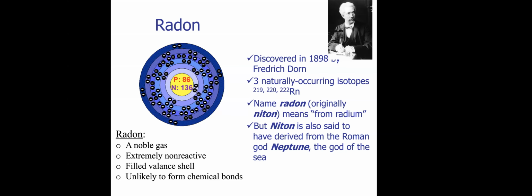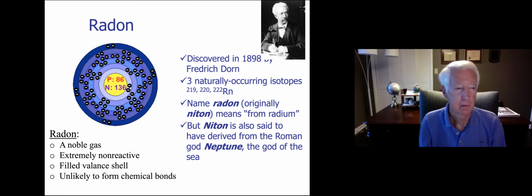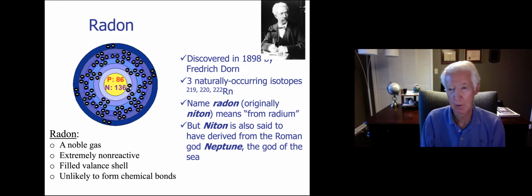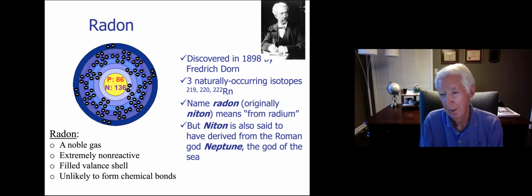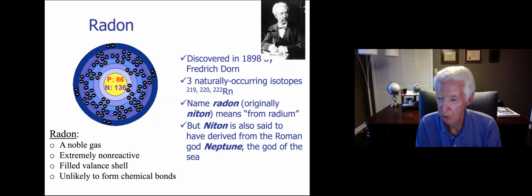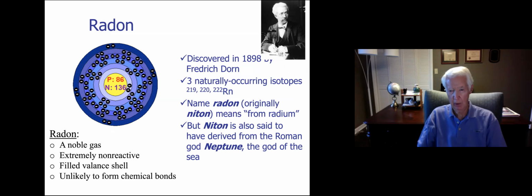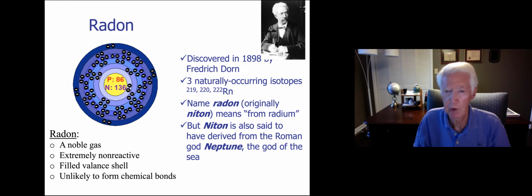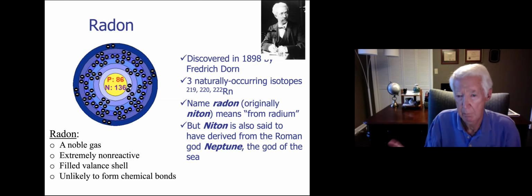I've heard it said that Frederick Dorn could have discovered radon earlier, but he had to wait for Henry Becquerel to discover radioactivity, which he didn't do until 1896. So then Dorn went ahead and discovered radon. 3 naturally occurring isotopes, 219, 220, 222. When people just say radon, normally they're referring to radon 222.